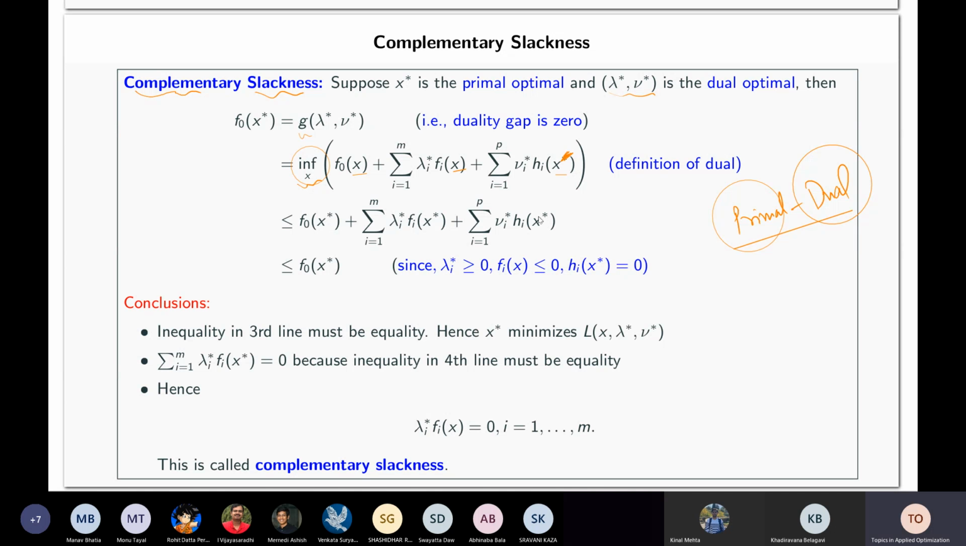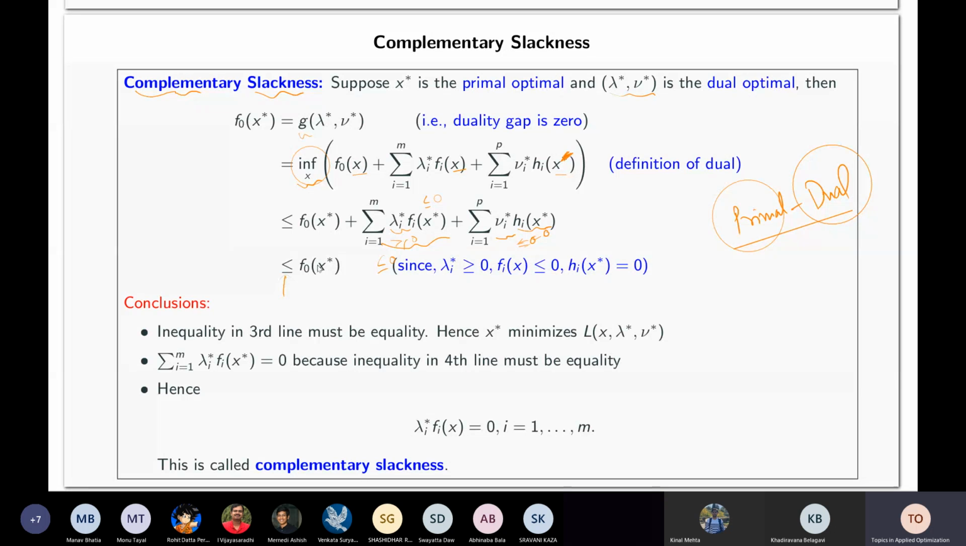Now, what I'm claiming here is that this will be less than or equal to f naught of x star. Why is that? Because the lambda_i are greater than or equal to 0, and this is the constraint, f_i of x star less than or equal to 0. So overall this is less than or equal to 0. And these are equality constraints anyway, so this is equal to 0. It doesn't matter what this term is, so we can also take this as less than or equal to 0. It is equal to 0 anyway, because h_i of x star is equal to 0. So this term is less than or equal to 0, this term is less than or equal to 0, so overall this must be less than or equal to f naught of x star.